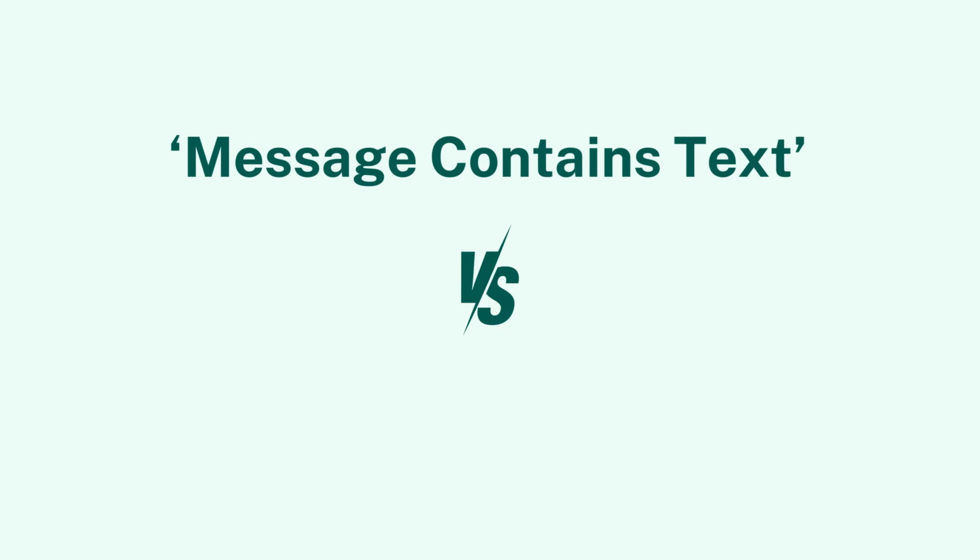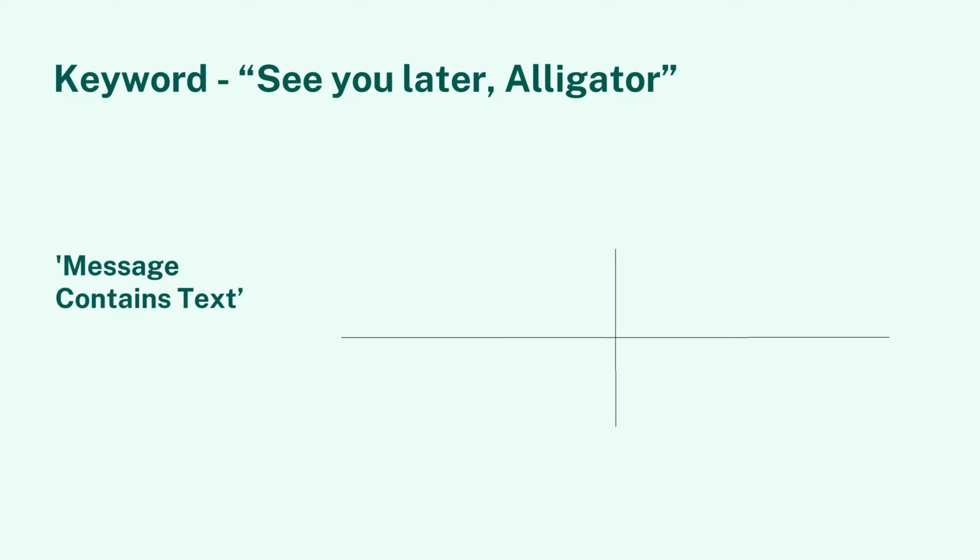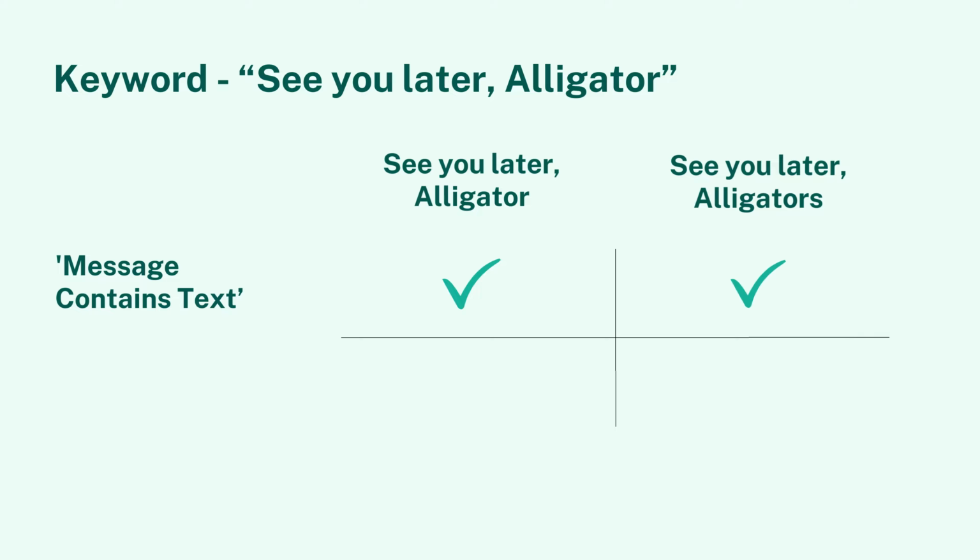Let's take an example to distinguish between Message Contains Text and Message Contains Phrase. If you set the setting as Message Contains Text with the keyword See You Later, Alligator, then the response will be triggered when the client sends See You Later, Alligator, as well as See You Later, Alligators, which is plural. However, if you have selected Message Contains Phrase, then the response will only be triggered on See You Later, Alligator, and not See You Later, Alligators, as it did not contain the exact words that were set. Different scenarios call for different settings, so choose one which fits your purpose.